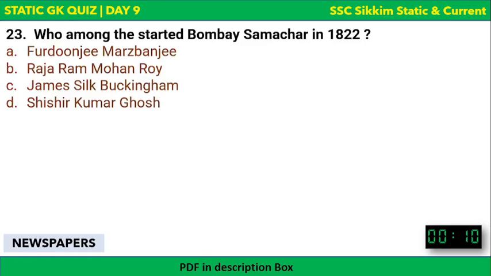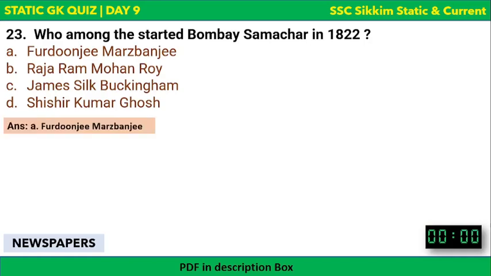Next, who among the following started Bombay Samachar in 1822? Bombay Samachar. The options are there and your time begins now. Furdunji Marzbanji, Raja Ram Mohan Roy, James Silk Buckingham, or Shishir Kumar Ghosh.